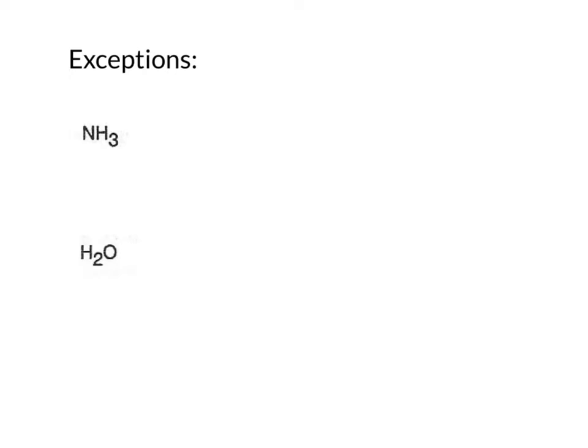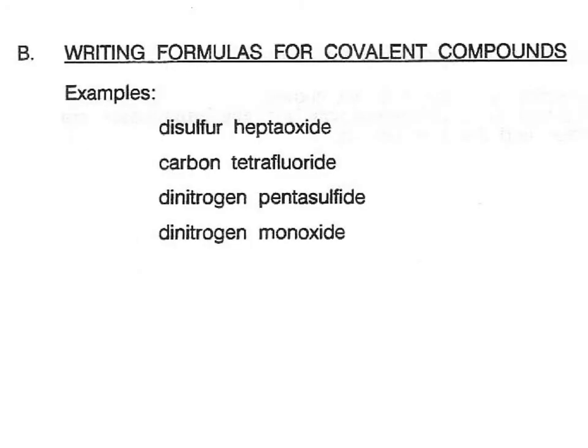The second one has the common name water. Can you tell me what its official name would be? Pause the video while you write it out. So yes, we have 2 hydrogens, that's dihydrogen. Then we have 1 oxygen, that's monoxide. Remember, no double O's. So dihydrogen monoxide.